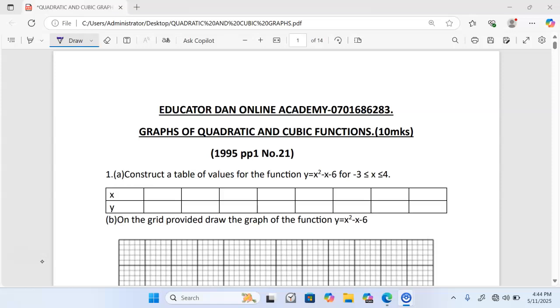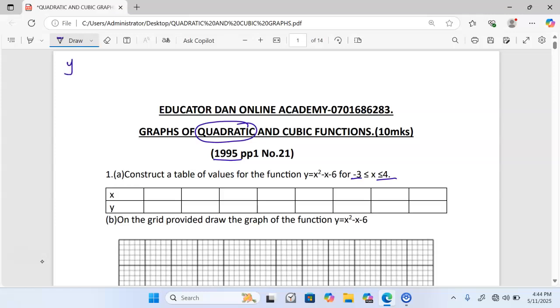We are looking at graphs of quadratic and cubic functions, and we are going to begin our discussion by looking at quadratic graphs, a question that was done in KCSE 1995, paper 1, question number 21. The first question says, construct a table of values for the function y is equal to x squared minus x minus 6 for the values of x between -3 and +4.